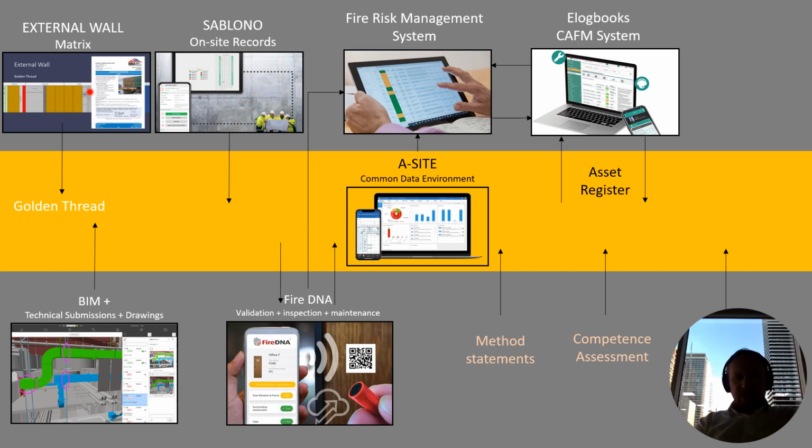The fire risk management system utilizes the information that's pulled from the golden thread and can potentially push information back to it as well. CAFM systems, very common in these types of buildings. So e-logbooks is an example used in this instance, where we can pull information from the golden thread, push information back. And we can also host method statements, competence management, and then behind me there, contracts as well.